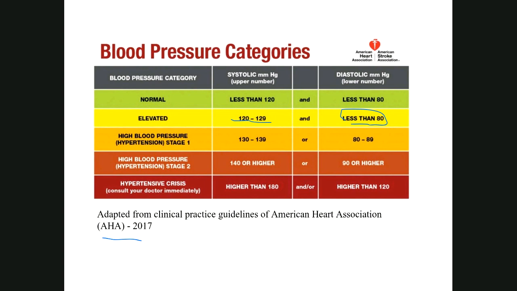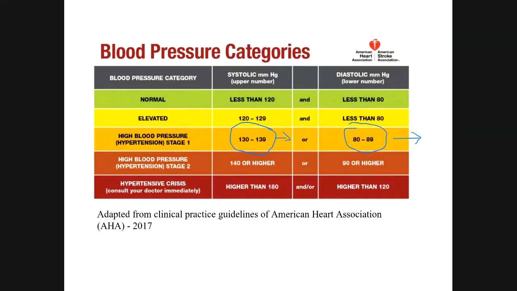Now, look at this particular value. In this case, hypertension stage 1. When the systolic blood pressure is 130 to 139 millimeters of mercury, they are categorized as hypertension stage 1. And if the diastolic blood pressure is between 80 and 89, that is also considered hypertension stage 1. So this will be a diastolic hypertension and this will be a systolic hypertension.